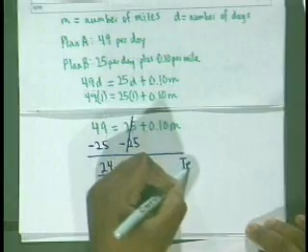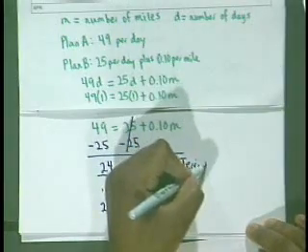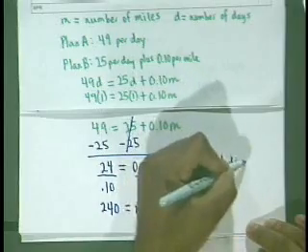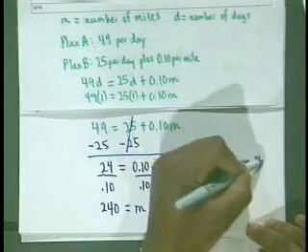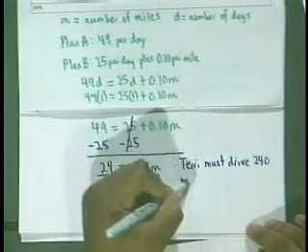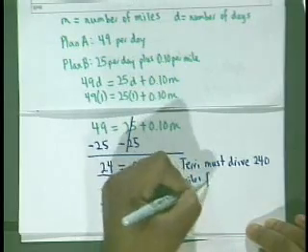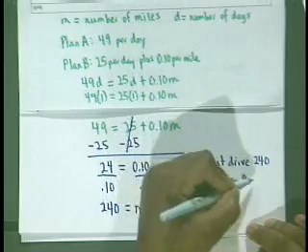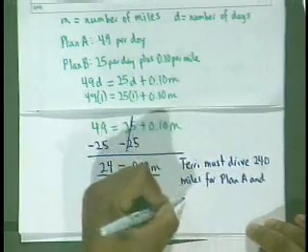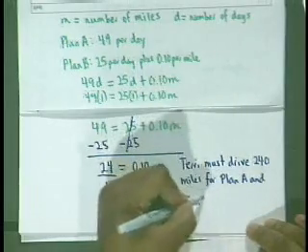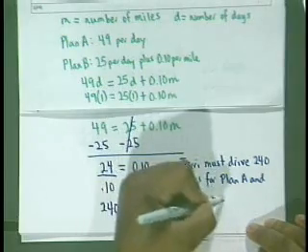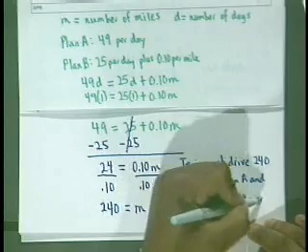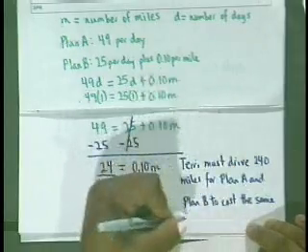So Terry must drive 240 miles for plan A and plan B to cost the same amount. So Terry's going to have to do a little driving.